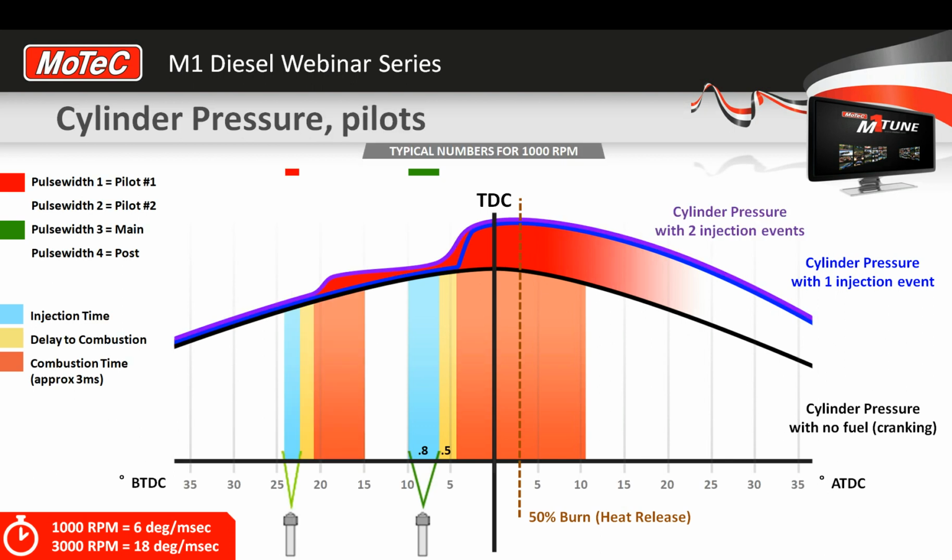Alright, so second trace here, it's now the purple line, and we've added the pilot. So I just wanted you to see what a pilot would look like, where it's kind of located. And so we can see that in this case we've added or utilized our first pulse width, pilot number 1. There it is there. So the fuel is flowing, starting somewhere around 24 degrees and finishing at about 22. So very small pulse here, or a small amount of flow, and then a similar delay time, and then your combustion time.